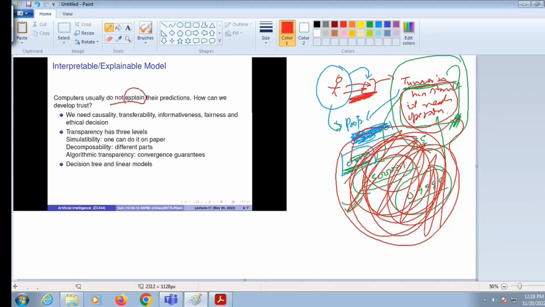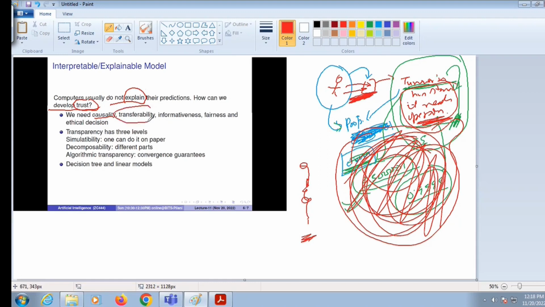If there is no explanation, how can we develop trust on the system? How can we develop trust on the system? It becomes a big problem for us. Okay. We need causality. Means if you are suggesting me something, what causes you to, means this causes this, then this causes this, and that's why you are going to find out the solution.